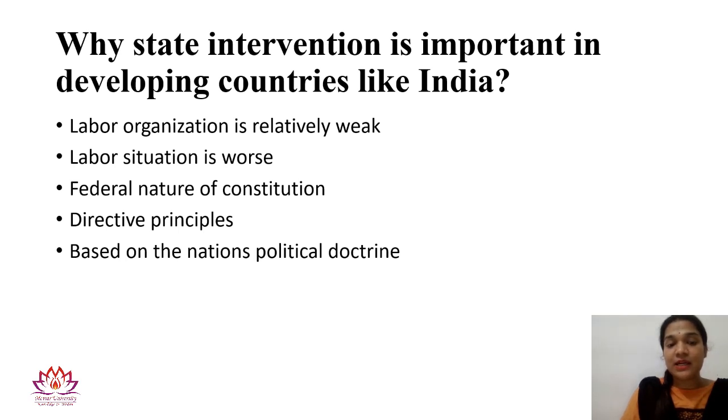Next point is the directive principles. The directive principles of the constitution enjoin upon the state to establish a welfare state and to look after the weaker sections of society. So the directive principles of the constitution also play an important role. Next, it is based on the nation's political doctrine. It may therefore be seen that state intervention in industrial relations varies according to the nation's political doctrine, traditions, and economic as well as social conditions.